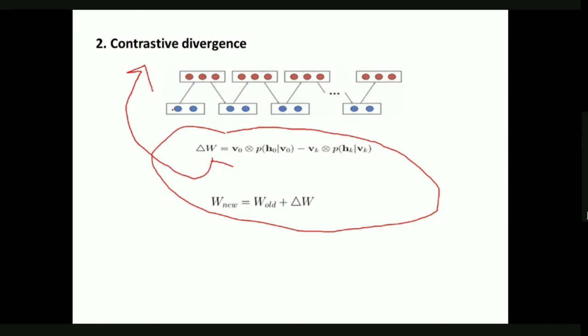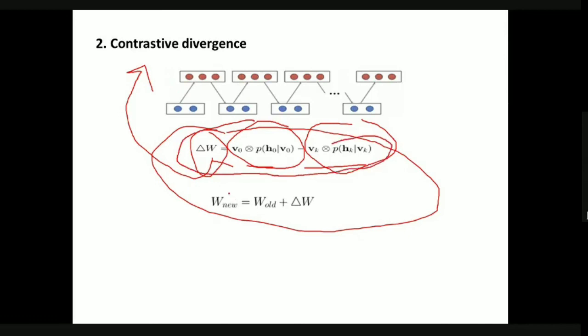Now both these vectors are used to calculate the activation probabilities for the hidden values. If you see the difference between this value and this value, that is V0 into P of H0 given V0 minus Vk into P of Hk given Vk, the difference between these values is used to update the weight matrix, delta W. Using this, we get the new weight, W new equals W old plus delta W. These new weights can be calculated using gradient descent, which is given by this equation.